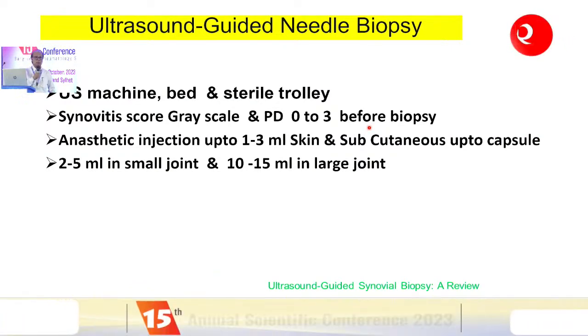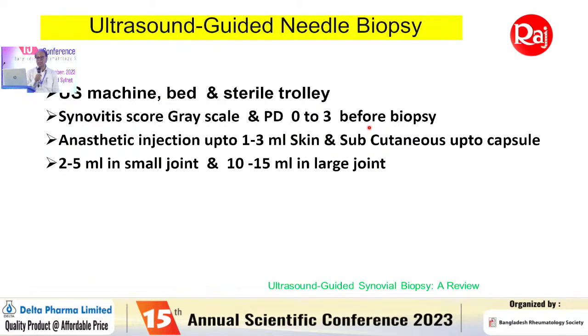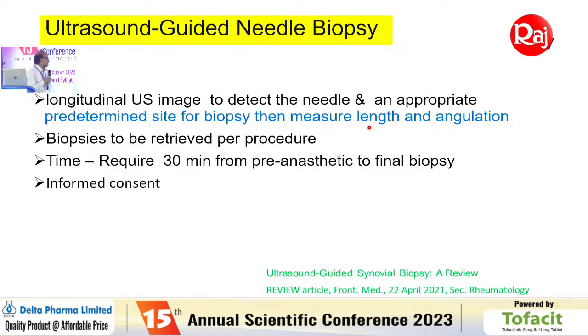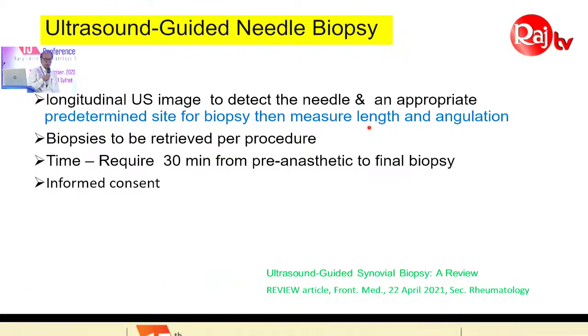Synovitis score is mild, moderate, or severe by grayscale and power Doppler. Easily 2 to 5 ml of anesthetic agent is required in a small joint and 10 to 15 ml in a large joint. A longitudinal ultrasonic image is used to detect the needle and the appropriate predetermined site of biopsy. Then the length and angulation of the needle should be measured. Biopsies are retrieved per procedure. Time usually required is 70 minutes.